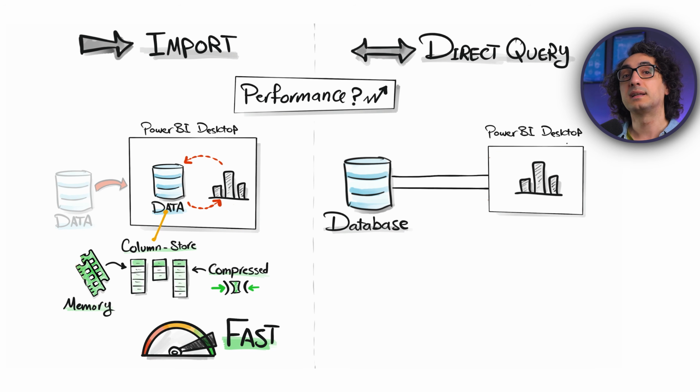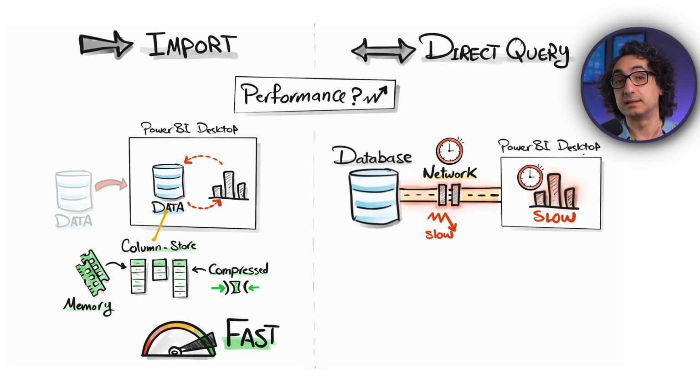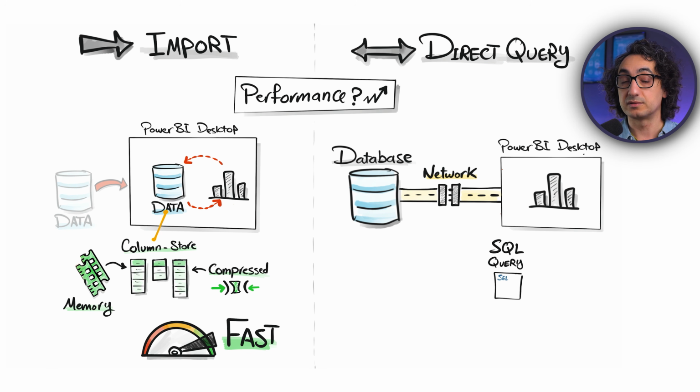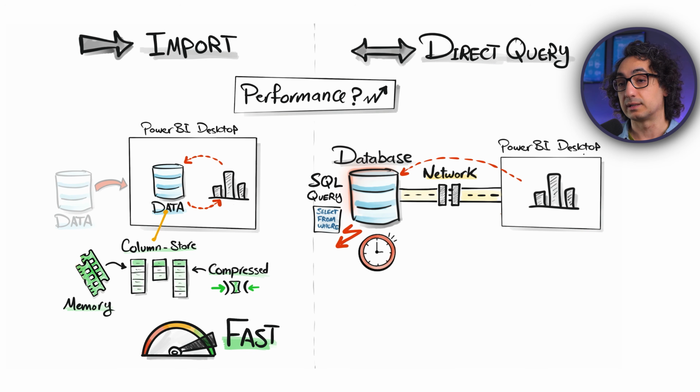But on the other side, with the direct query, the performance is going to depend on a lot of external factors, like for example the network connection between Power BI and the database. If the network is slow, then everything is going to be slow as well. It also depends on the performance of the database, because each time your database has to execute the queries, and if the database is slow, then it's going to respond slowly, and the performance of your visual is going to be really bad.